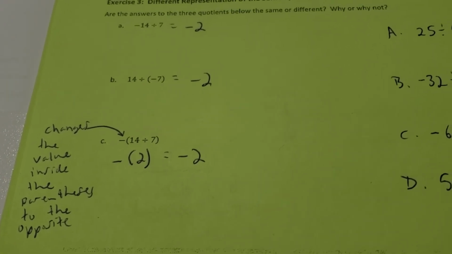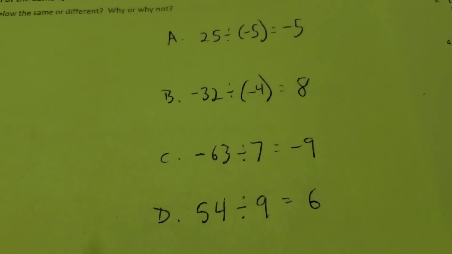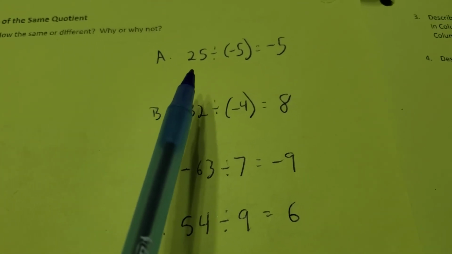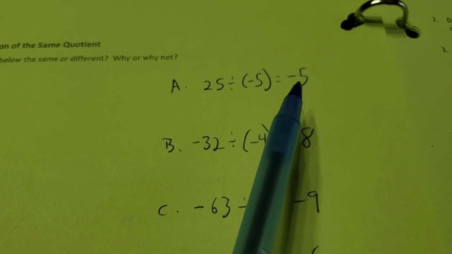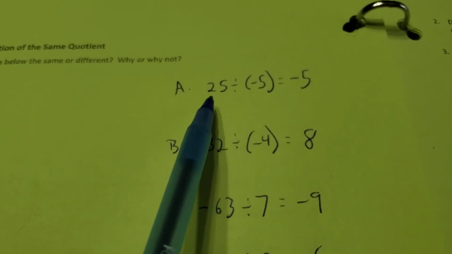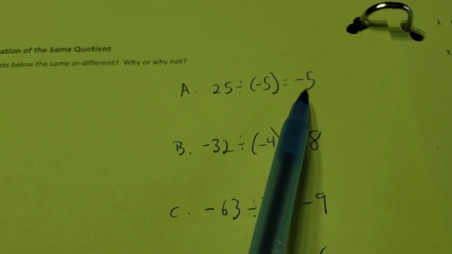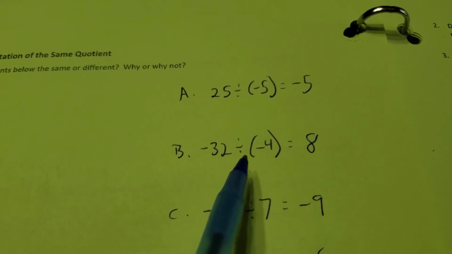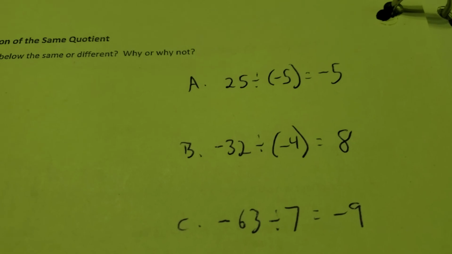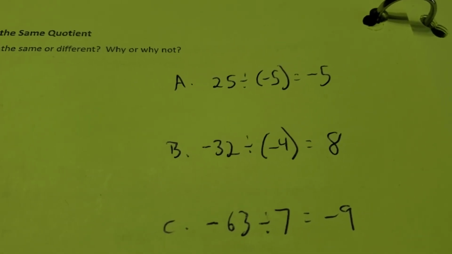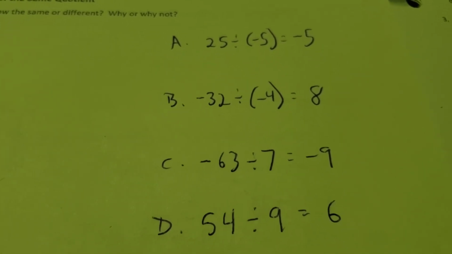All right. Now, just some other basic division facts here to play around with. If I have a positive divided by a negative, that's going to be a negative. There's one negative sign, which makes it a negative answer. 25 divided by 5 is 5, so negative 5. Negative divided by negative, they both have the same sign, so it's going to be a positive answer. So negative 32 divided by negative 4 is a positive 8.